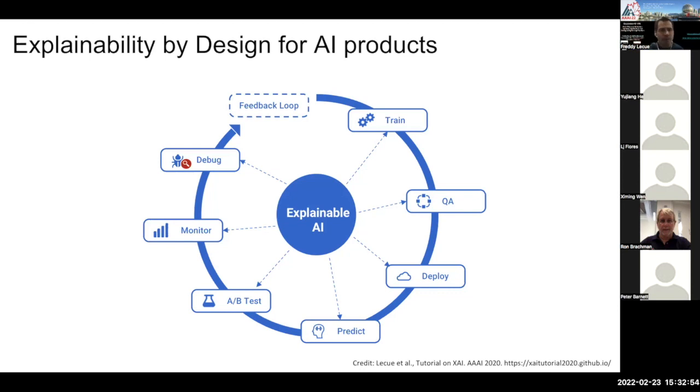So again, think about, so here it's based on explainable AI, but you can use it for any AI system. But here it's really the explanation is always validated and used for moving to the next point.